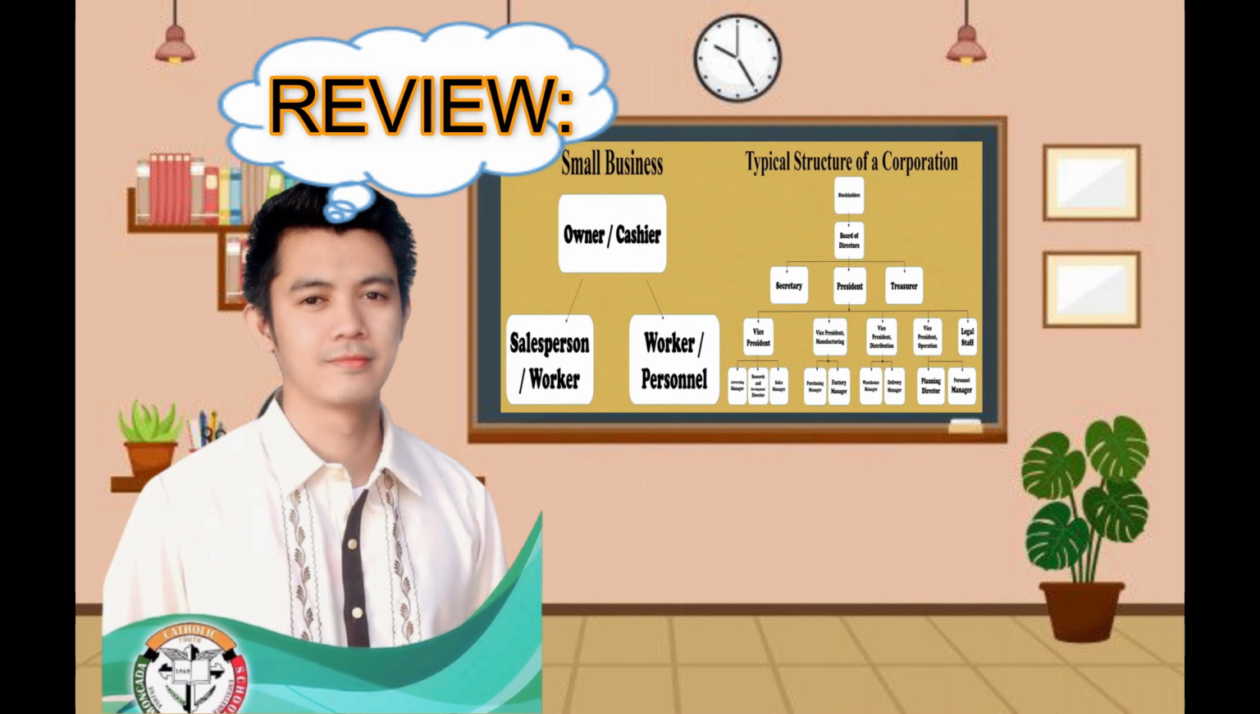Guys, despite the size of the business, the organizational structure tends to look the same in all businesses. The standard shape is a pyramid, with the chief executive at the apex and groups of workers forming a broad base.